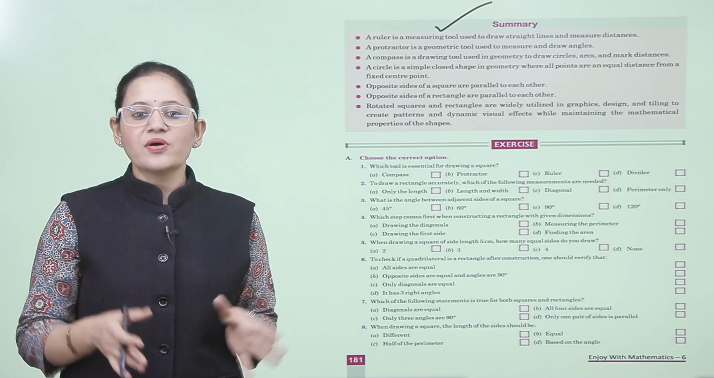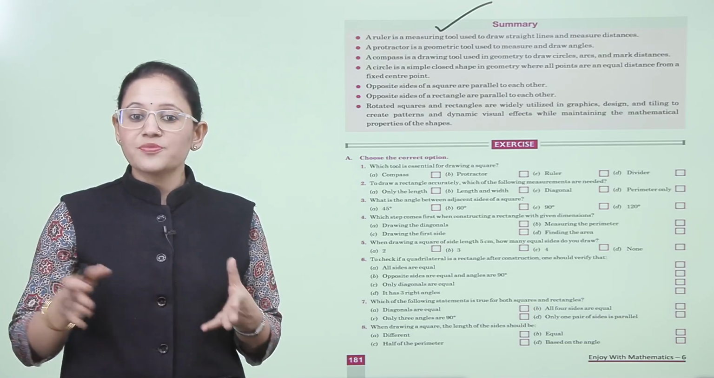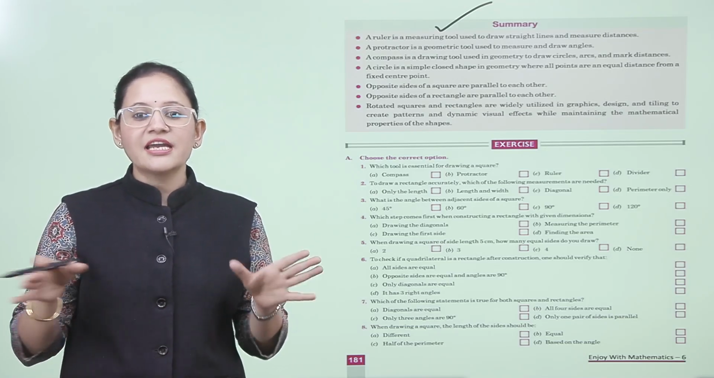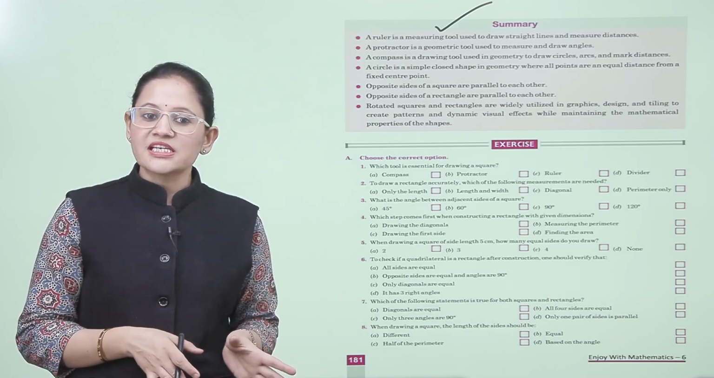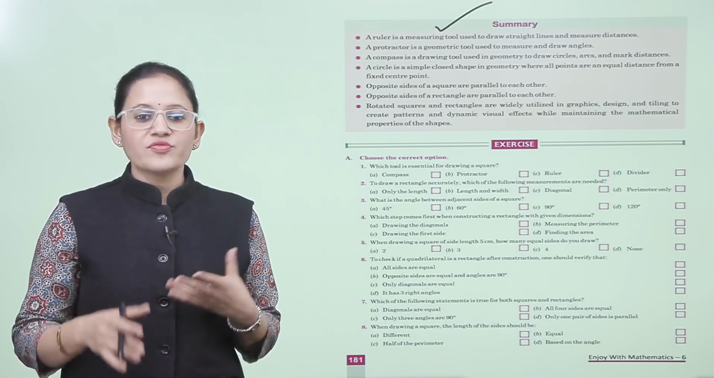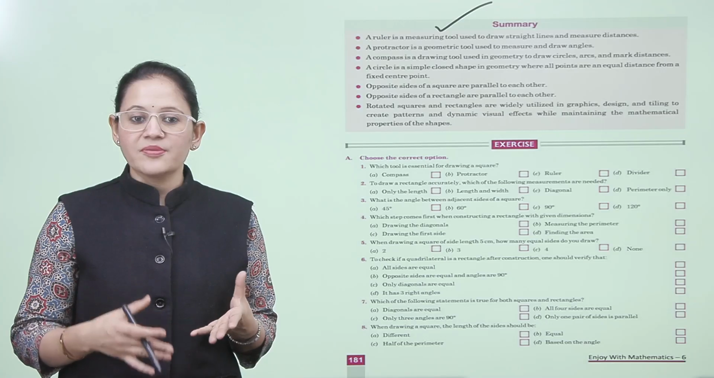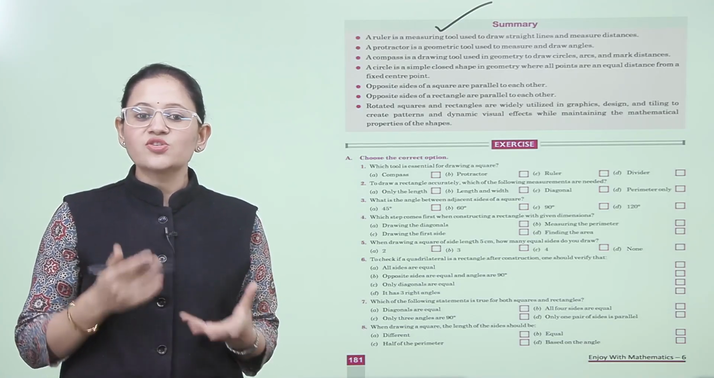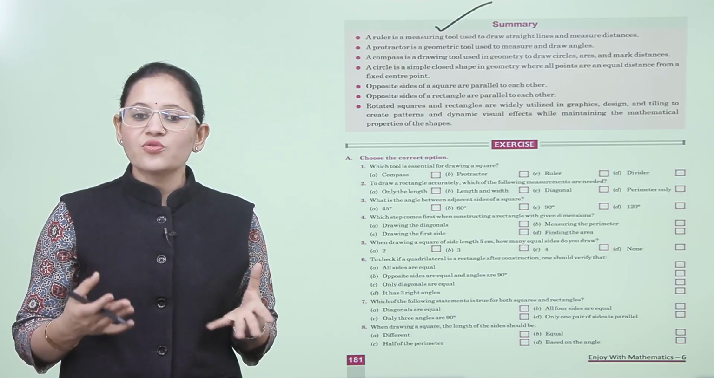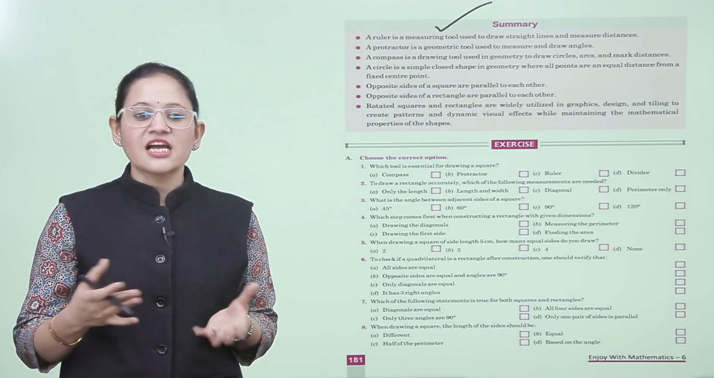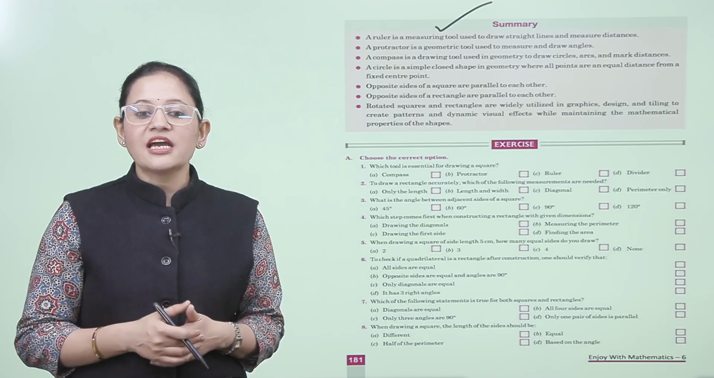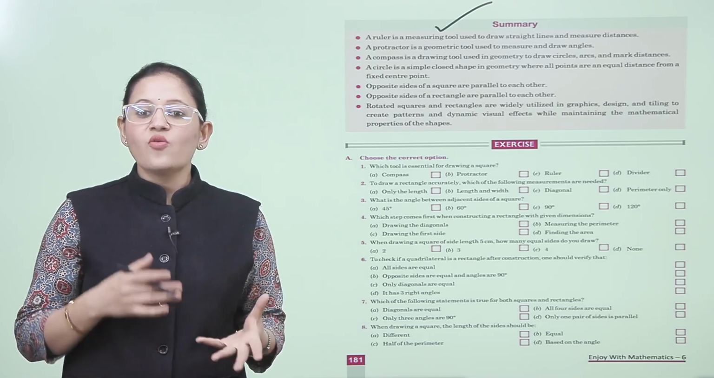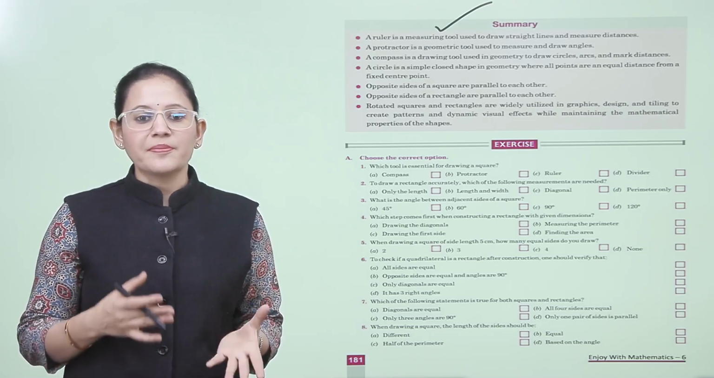A circle is a simple closed shape in geometry where all points are an equal distance from the fixed center point. Opposite sides of squares are parallel to each other. Opposite sides of rectangles are parallel to each other. Rotated squares and rectangles are widely utilized in graphics, design and tiling to create patterns and dynamic visual effects while maintaining the mathematical properties of shapes.